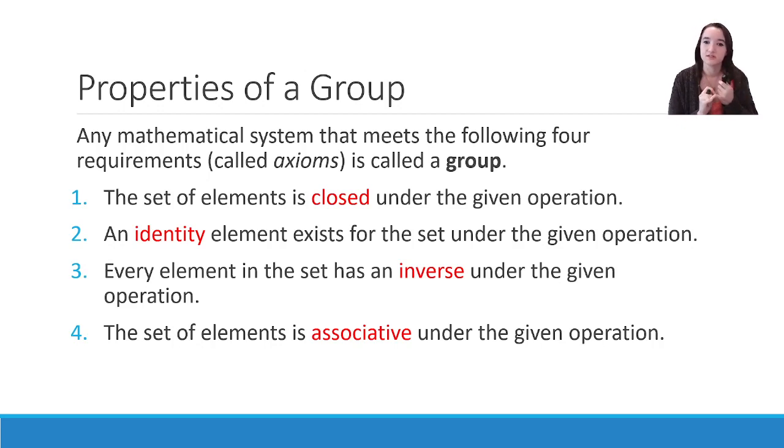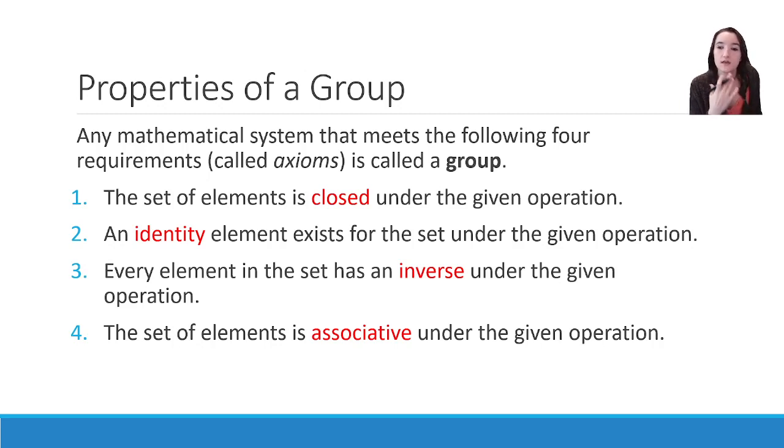So if the set of elements is closed under that operation, if an identity exists under that operation, every element in the set has an inverse under the operation, and it's associative under the operation, then we have a group. So again, we've explored certain systems that are groups, but we've also seen some that aren't, that break some of these rules.